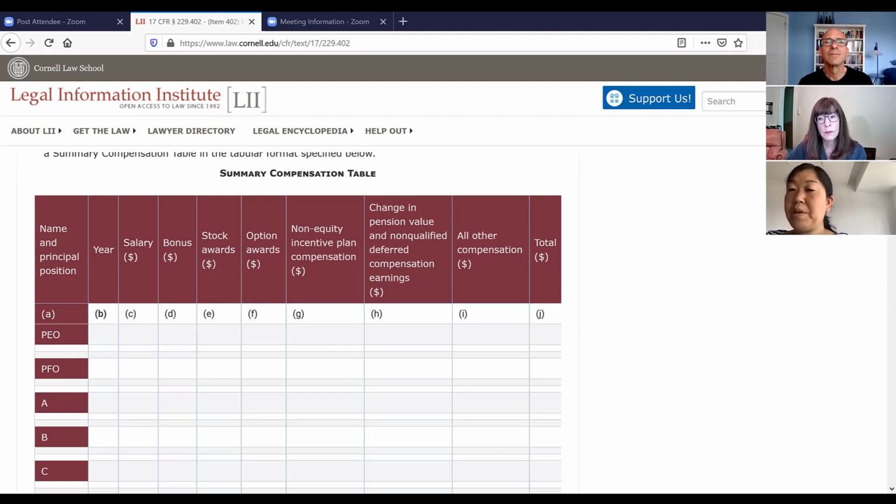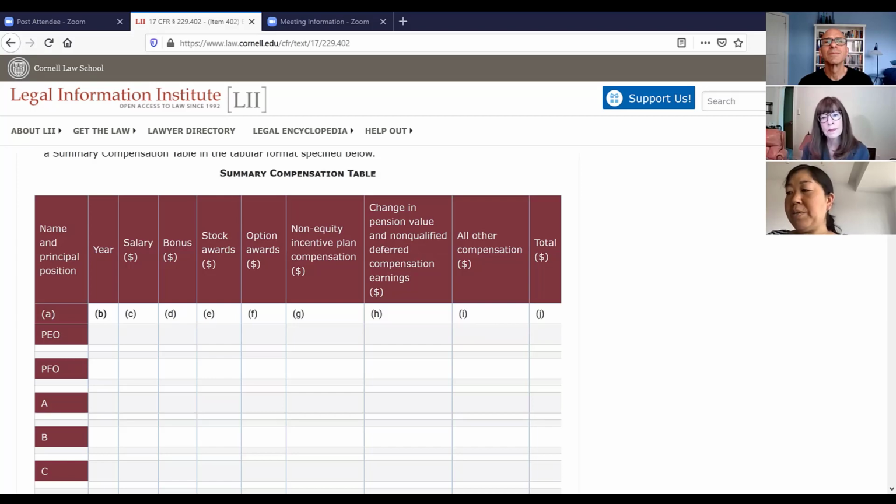And for both kinds of companies, both for EGCs and non-EGCs, this amount gets added into what is a total column on the far right, but for purposes of determining who your named executive officers are for the year, it gets ignored. So it has an odd status relative to all the other columns that count for all purposes.